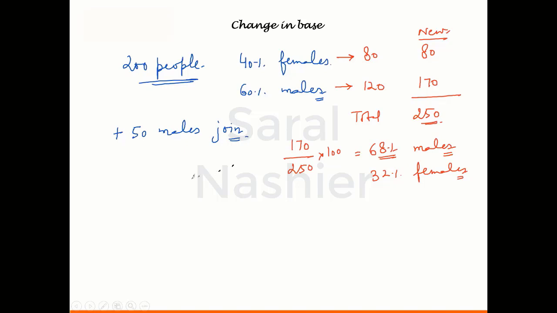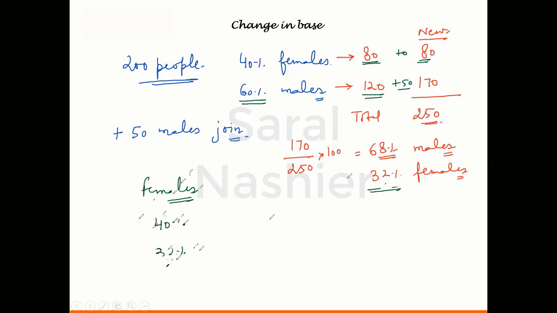Here, the important part is that there were 60% males, they were 120, and they have increased by 50, but the number of females has not changed. They were 80 and they are 80. So there is no change in the number of females. If I talk about females only, the percentage of females initially was 40%, and the new percentage of females comes out to be 32%.